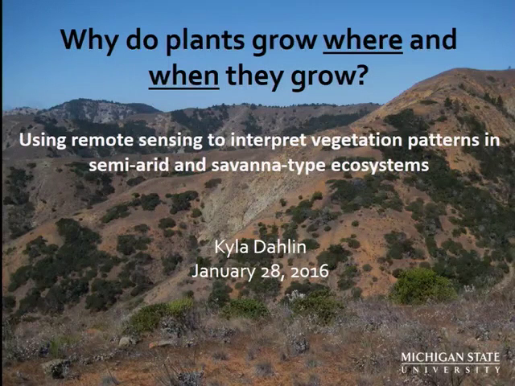My title is very broad. I'm going to talk about why plants grow where and when they grow. So we're talking about space and we're talking about time. And then I added this little flag that we're going to be talking mostly about remote sensing, even though my background is in ecology. Most of what I do involves looking at the land surface.